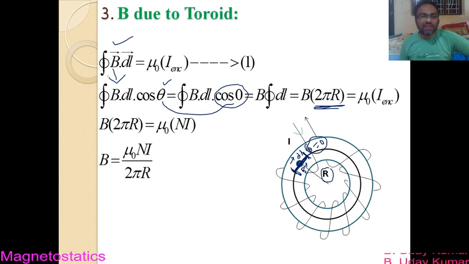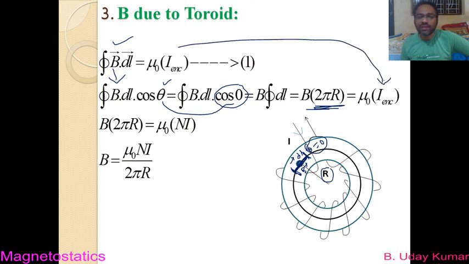So anyway, the left hand side derivation part is over, and on the right hand side, what do we have? We have mu 0 times I enclosed. So this equation I can write as B times 2 pi R is equal to mu 0 times I enclosed. What is I enclosed? I already told you. I enclosed is the current that is present inside the closed path. So now our closed path is this one, right? So this is our closed path, and inside the closed path, let us assume that the total number of turns present inside this toroid is capital N.